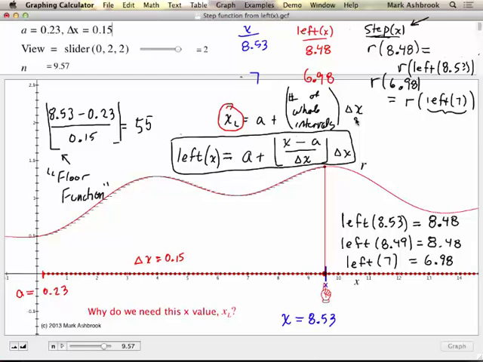How did you get 6.98? What values for A and delta x? The same as before, 0.23 and 0.15. So I didn't change those. Okay, so what are we seeing here? If you want step, I'm going to erase all this. Can I erase all this?